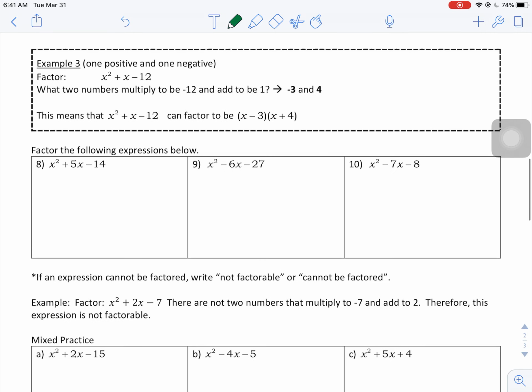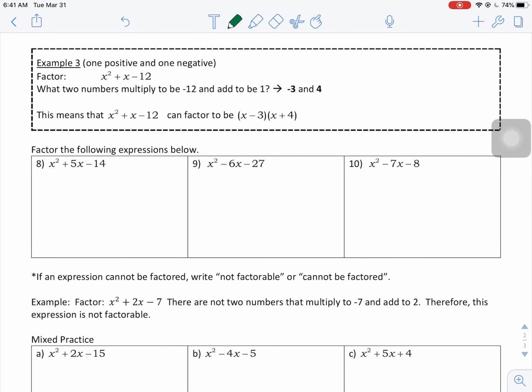On this last example, you have one positive number and one negative number in your answer. So if I'm trying to factor x squared plus x minus 12, you want two numbers that multiply to negative 12 and add to 1. If you're wondering where I got the 1 from, there's an invisible 1 right here. So you always multiply to the number in the back, and then you always add to the number in the middle. So if you don't see a number in front of the x, there's an invisible 1 there. So negative 3 and 4 are the numbers that work.